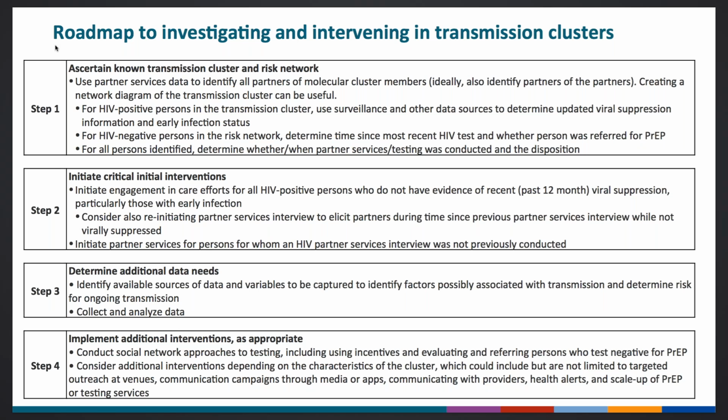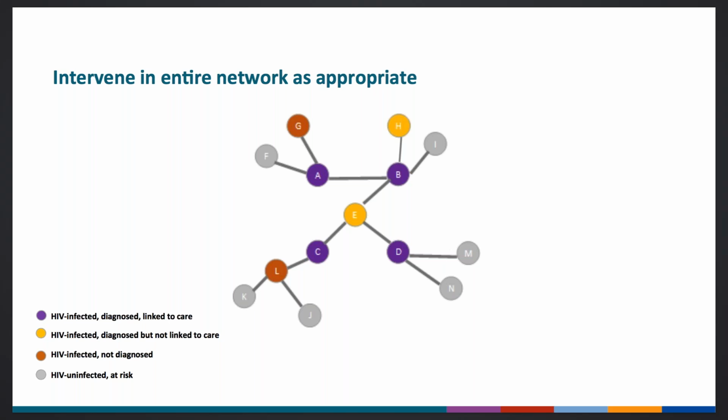And so those things can get started while the jurisdiction is continuing to investigate the cluster by identifying available sources of data, any important variables that should be captured, and analyzing those data. And then those data can be used to help identify additional interventions that might be useful, such as social network approaches to testing, or additional interventions such as targeted outreach at venues, communication campaigns, communicating with providers, etc. Next slide. So again, I just wanted to mention that we want to intervene in the entire network as appropriate. Next slide.